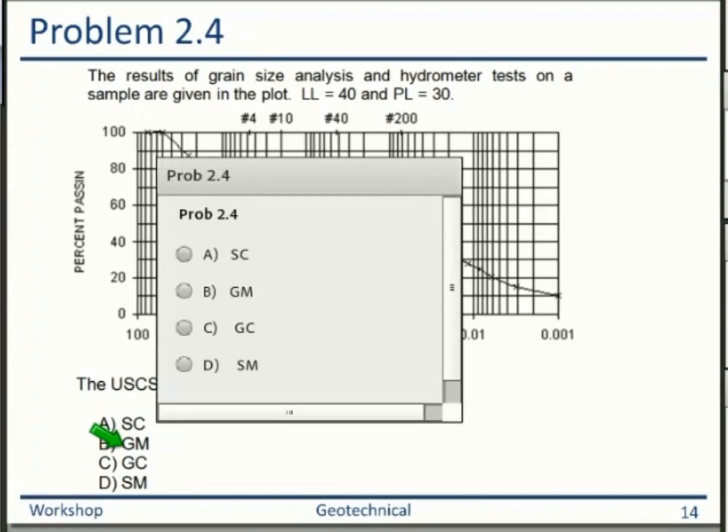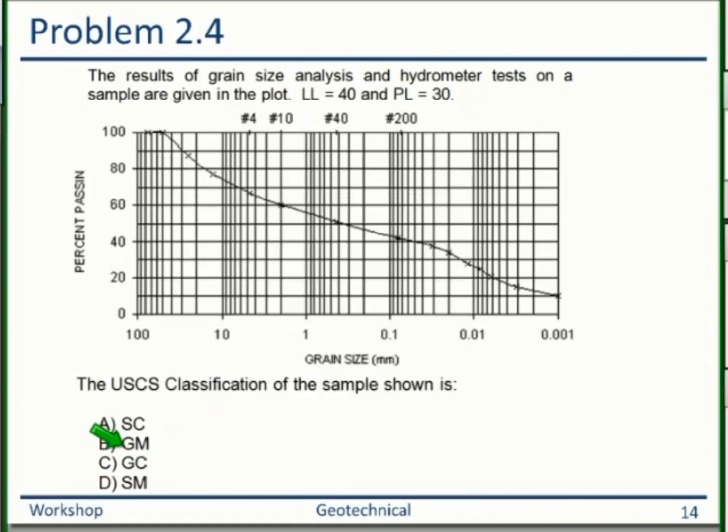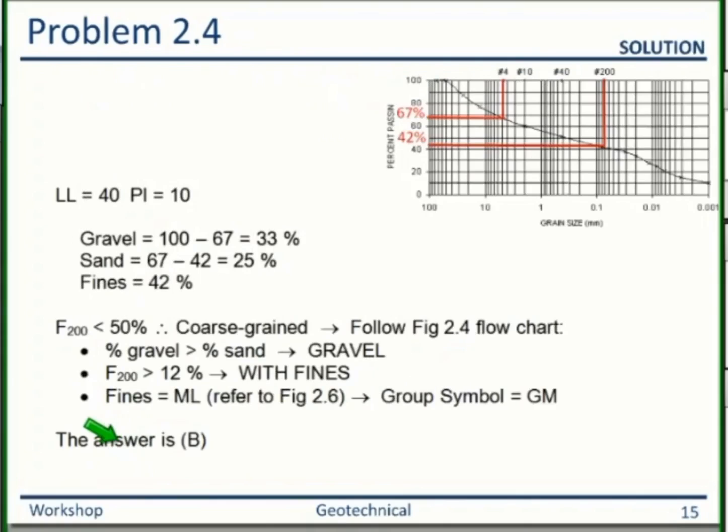I think before that, let me see your answer. We have 65% with B. That's the majority. So it should be GM. When you say it, it should be silty gravel, right? Gravel is the major fraction, and silty is the minor fraction. But when you pronounce it, it should be silty gravel. So anyway, let's do the solution.